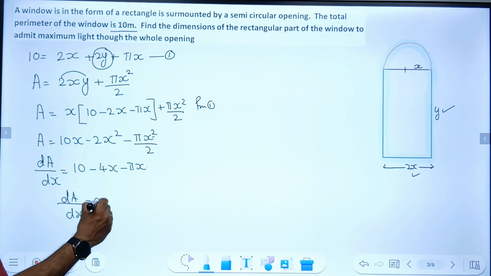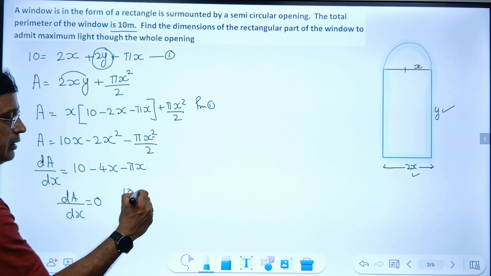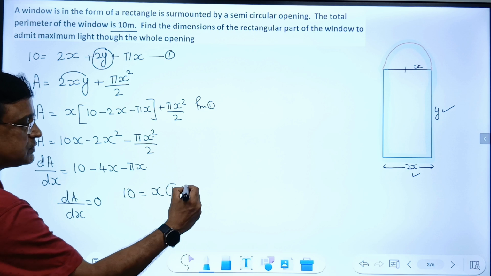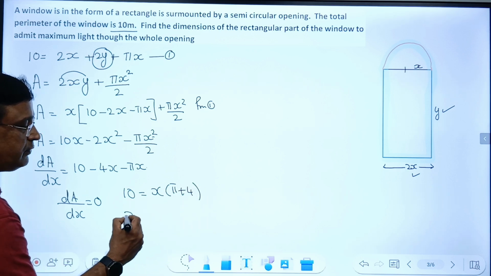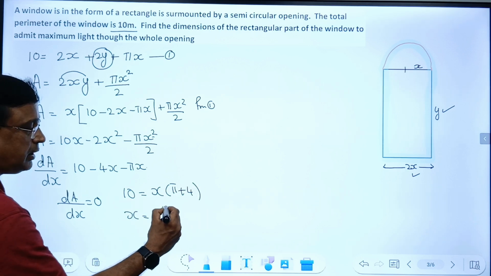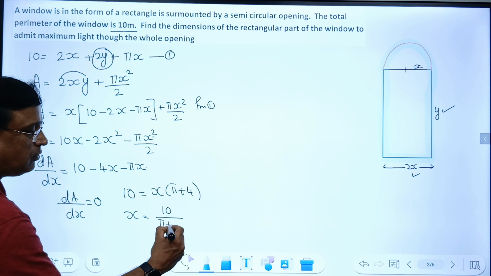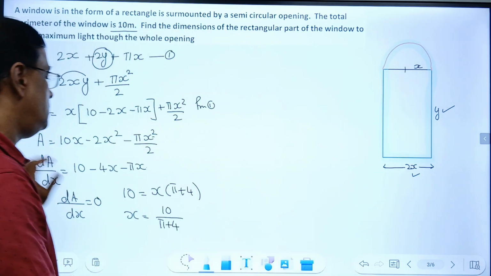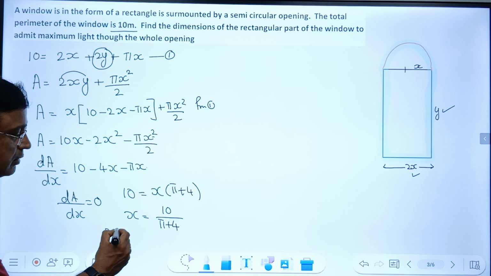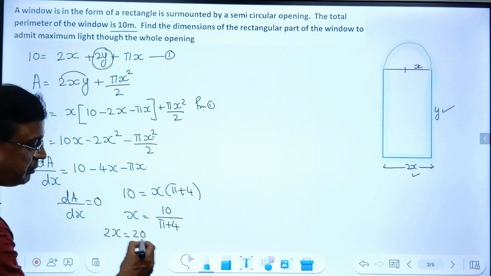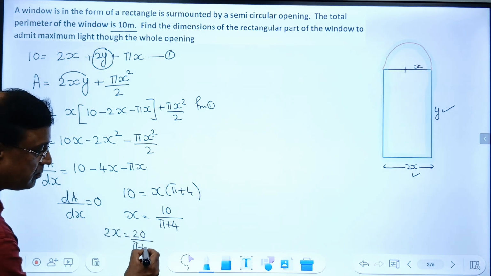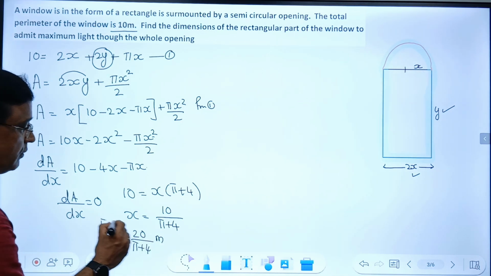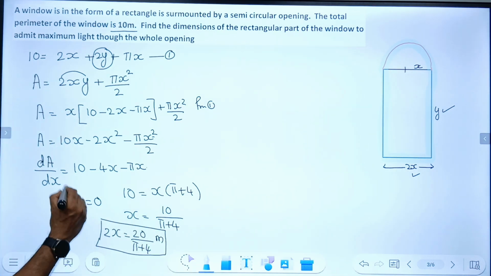When I put dA by dx equal to 0, I get 10 equal to x into (pi plus 4). Therefore x is equal to 10 by (pi plus 4). But you know the length of the window is given as 2x. So 2x will be 20 by (pi plus 4) meters. So I have found the length of the window.